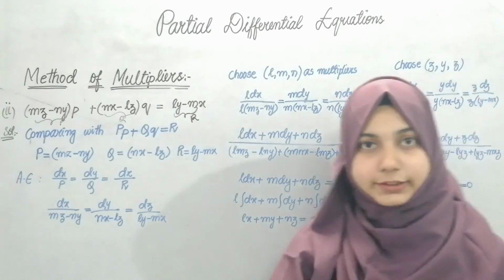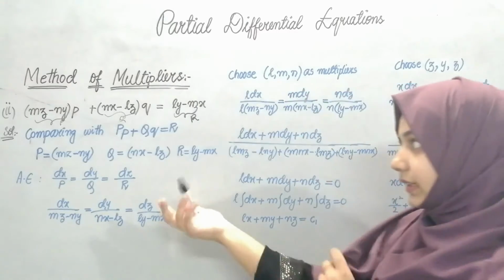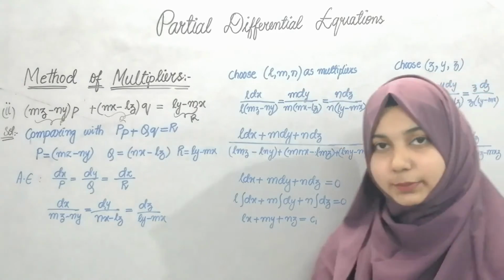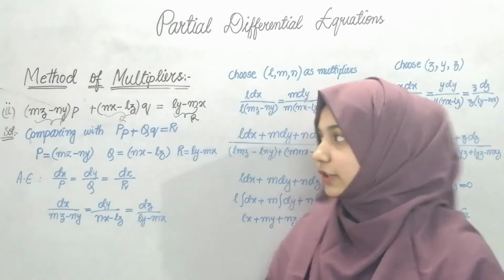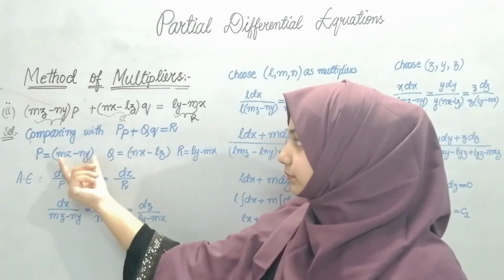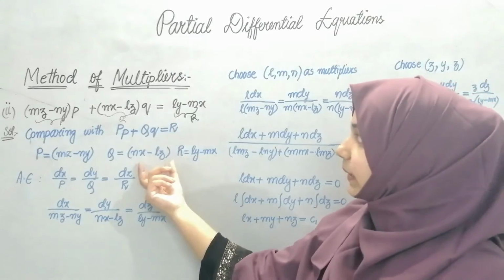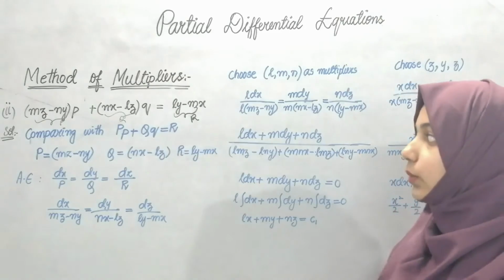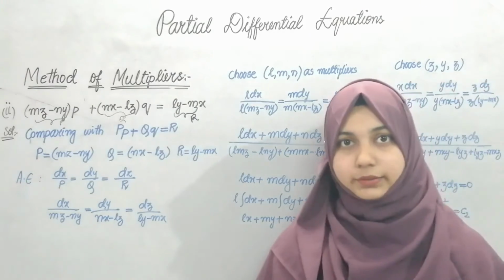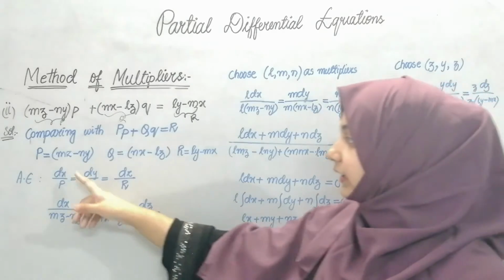I can consider it this way, isn't it? Now, yes, it is in the form of capital P small p plus capital Q small q is equal to r. So what is P now? Mz minus ny. And what is capital Q? Nx minus Lz. And what is capital R? Ly minus mx. Done. Now, what is the auxiliary equation?